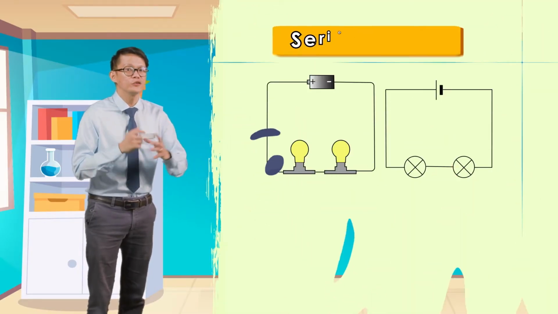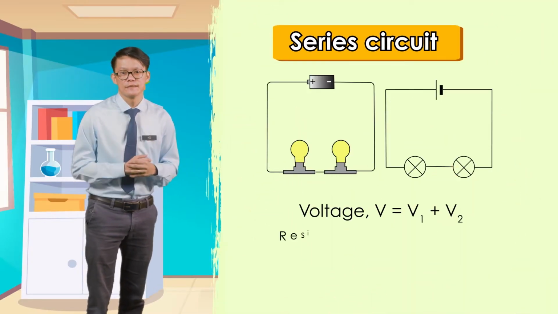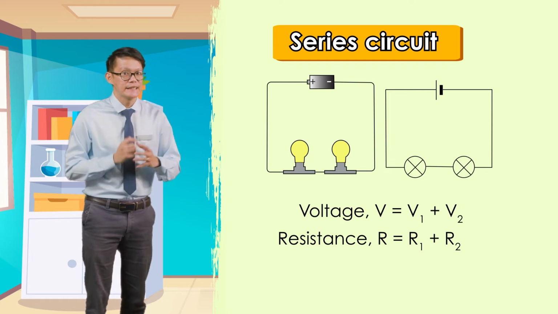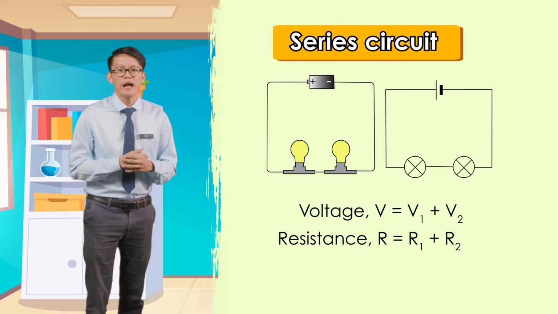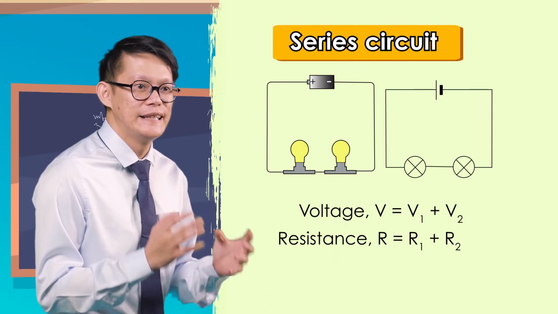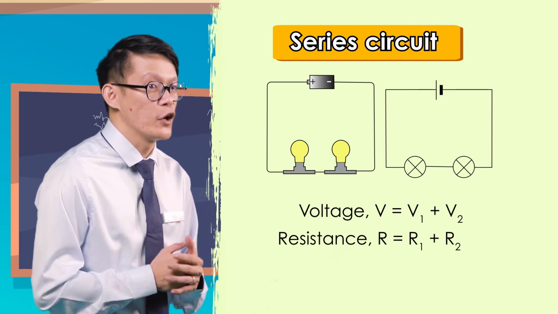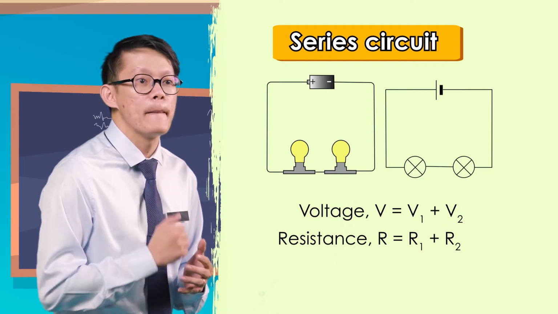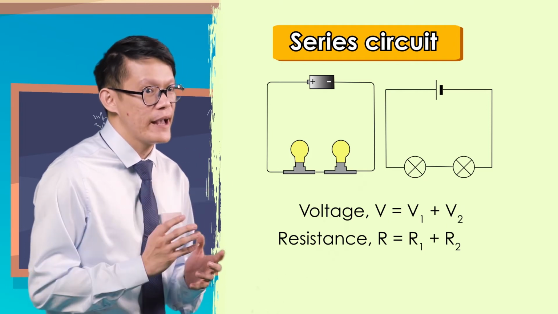To calculate the total effective resistance of a number of resistors connected in a series circuit, you need to add up the individual resistances. This is done by using the following formula. R is equal to R1 plus R2 and so on.